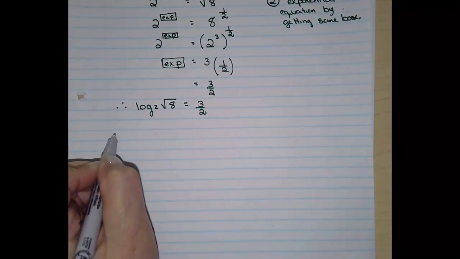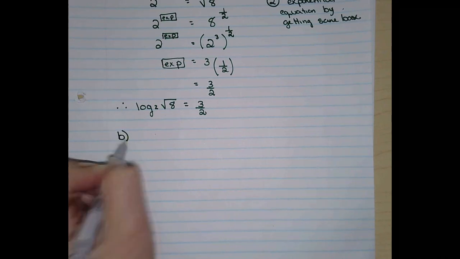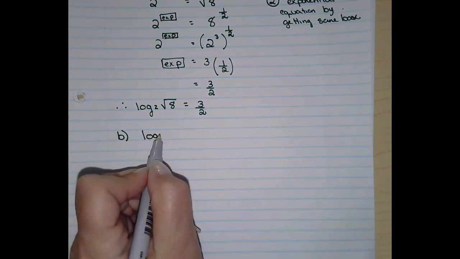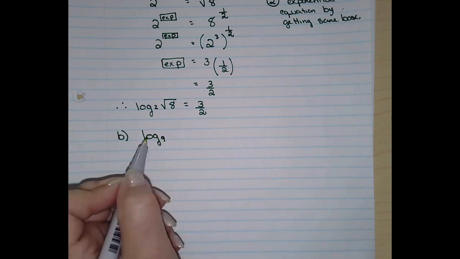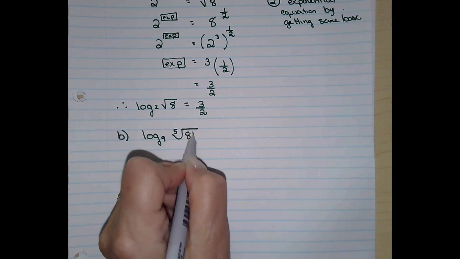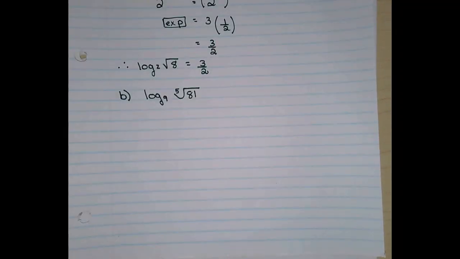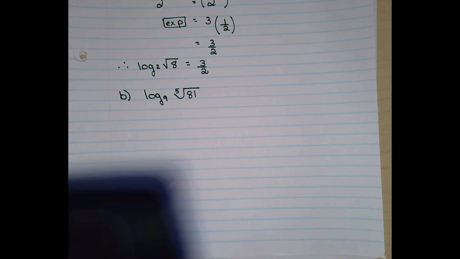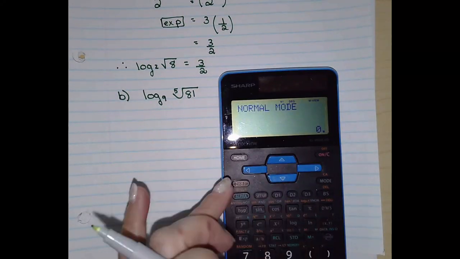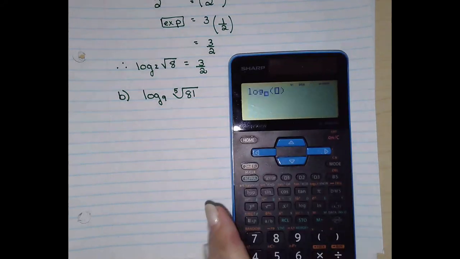So take a look at this one then. Log base 9 of the 5th root of 81. I'm asking you, what is that thing? Like, that thing is a number. What is it? All logarithms are numbers. So again, plug it in your calculator so you can see where this is coming from.